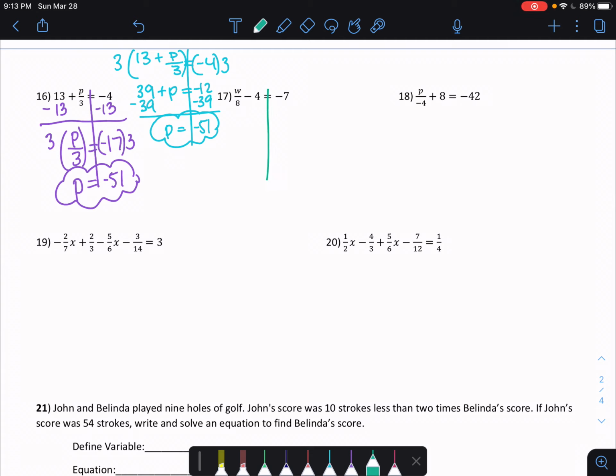So here I'm going to show it by adding 4 on both sides first. So w over 8 is equal to negative 3. And by getting rid of that constant first, you kind of eliminate that one extra step. So now when I multiply by 8 on both sides, I get w equals negative 24.